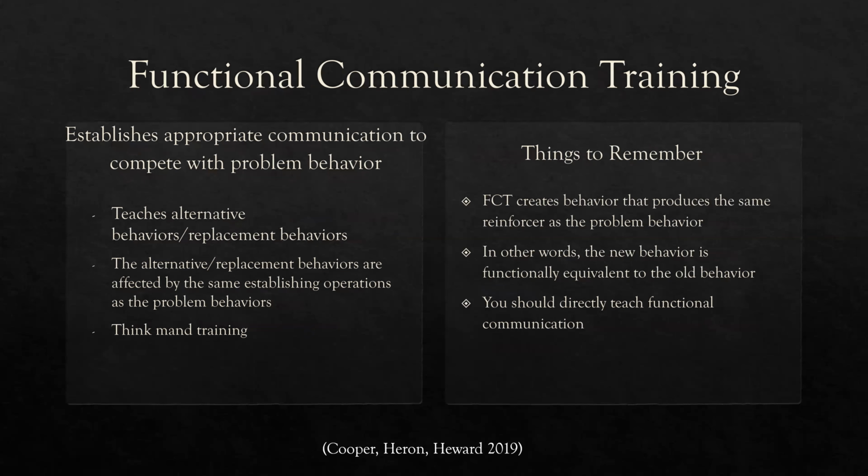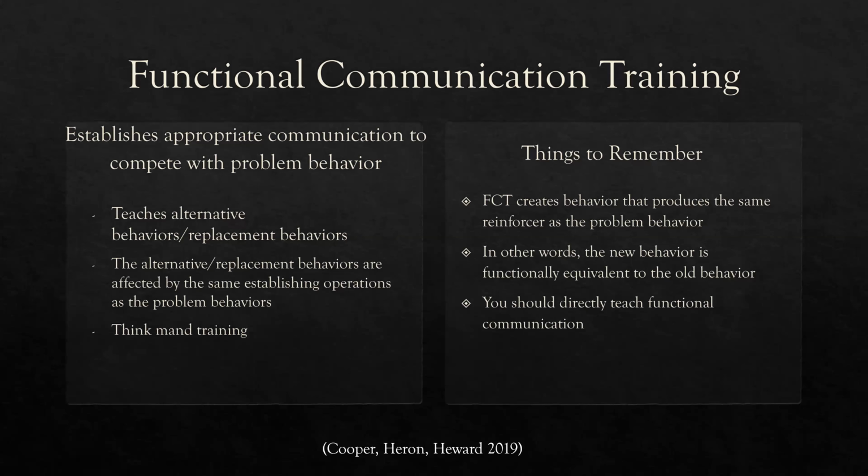And then functional communication training. It establishes appropriate communication to compete with problem behavior, often referred to as FCT. FCT is extremely common in ABA. You might be doing FCT and not even know it, okay? It's simple. All we're doing is replacing maladaptive and unwanted behavior with some functional communication, okay? It is that simple, right? We're teaching alternative behaviors or replacement behaviors for the behaviors we don't want to see.